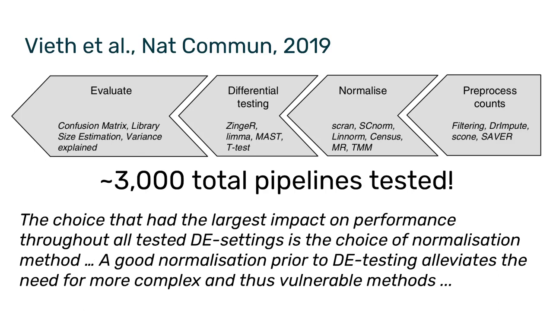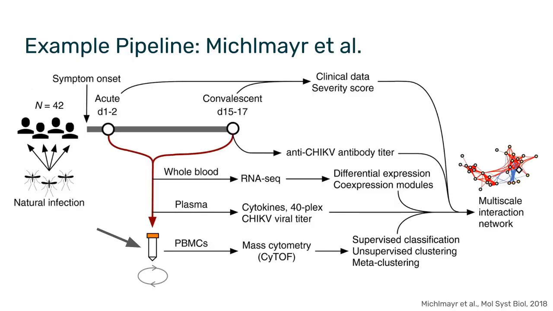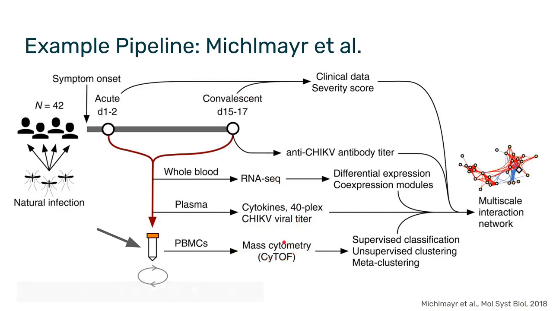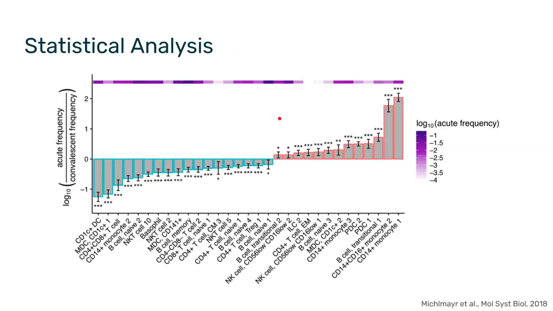And anecdotally, going back to Michelmeyer et al., the paper I surveyed in the previous video, where they had 42 chikungunya patients and 2 different time points, and they used mass cytometry to measure a panel of 30-something markers. For that paper as well, the money shot is essentially a t-test, followed by multiple testing correction.